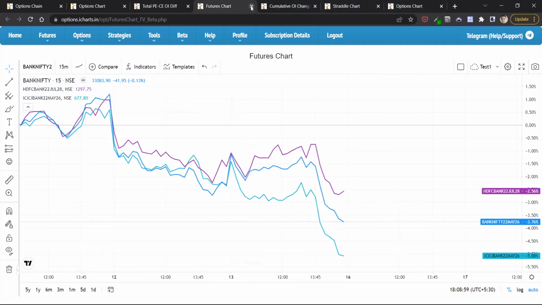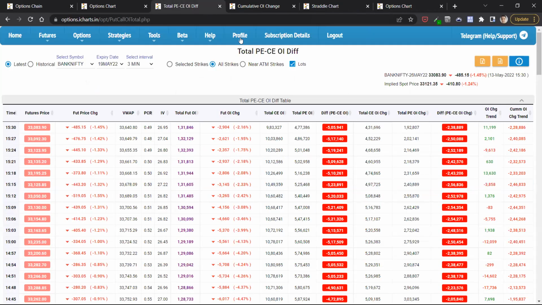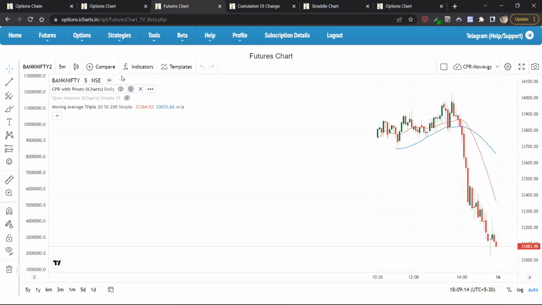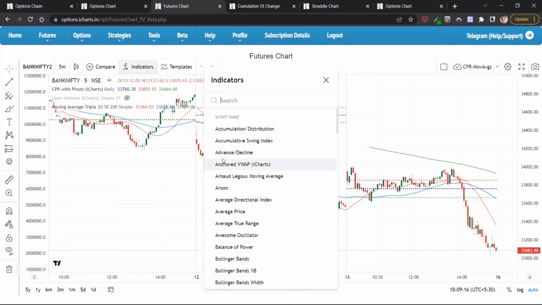Okay, thank you. Sir, right now in the chart we can see VWAP, but is there any possibility of adding AVWAP in the near future? It is there in this. AVWAP is there in this. So where, sir? I'm not able to see it. Here. It's customized by us, anchored VWAP, iCharts.